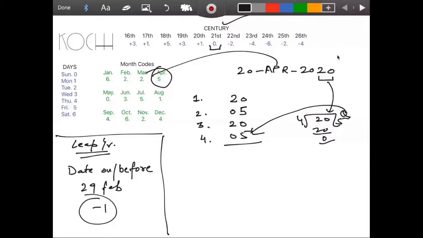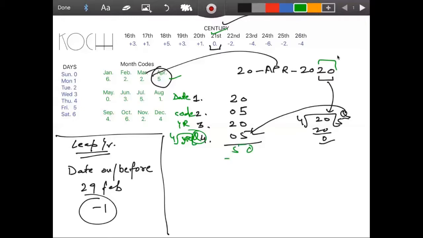So I'll repeat again. First step was writing the date. Second step was code for the month. So April is 05. Then third was writing the last 2 digits of the year. Then fourth step was year divided by 4. We'll always divide it by 4, and we will check the quotient. And then if it's not a leap year and the century is 21st century, I don't need to add or subtract anything.